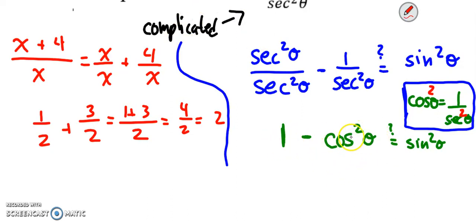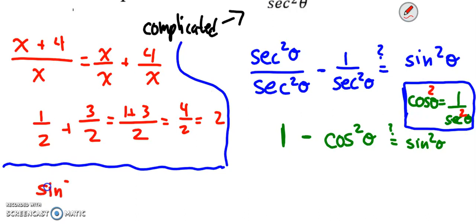1 minus cosine squared. If you remember from our trig identities, what trig identity has both cosine and 1 in it? I don't know why I keep saying cosecant, but yes, 1 minus cosine squared theta. What is our trig identity that has a 1 and a cosine squared? Hopefully everybody remembers: sine squared theta plus cosine squared theta equals 1.